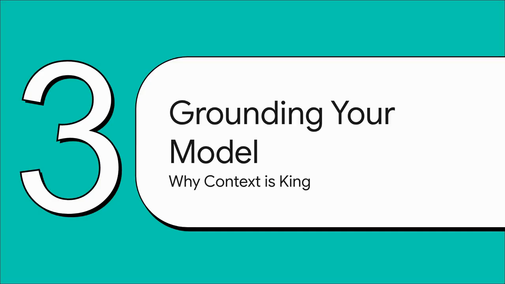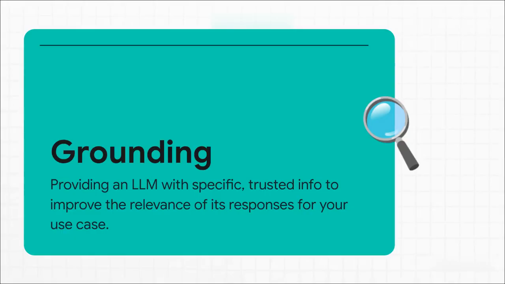Okay, so to truly elevate your results, you need to teach the AI to think not just like an architect, but like an architect at your company. And believe me, this is where the real magic happens. This whole technique is called grounding. It's how you anchor the model's massive general knowledge to the specific reality of your organization.